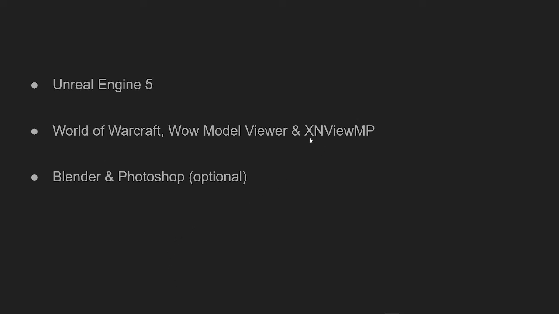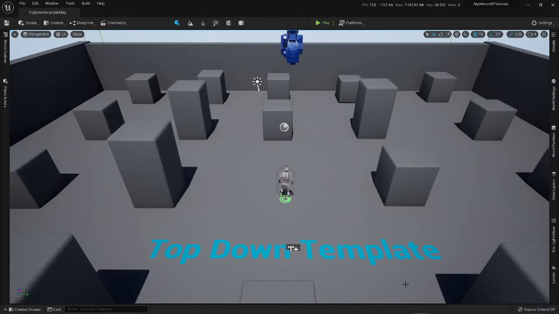And at last, you need Xenview MP to extract all the 2D assets from World of Warcraft, like player frame, target frame, spell book, character frame, character panels, talent frame, etc. That being said, let's dive into Unreal Engine 5.